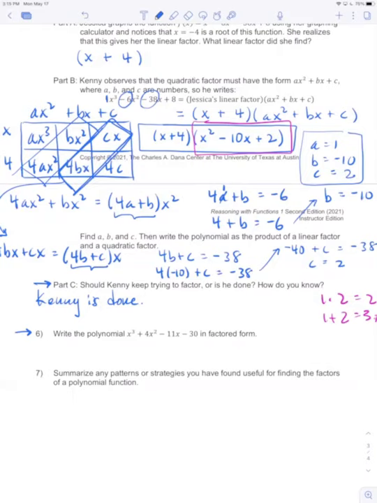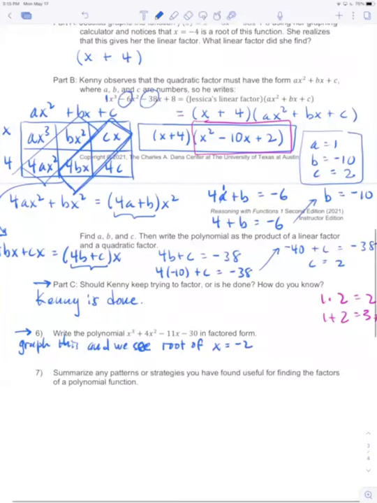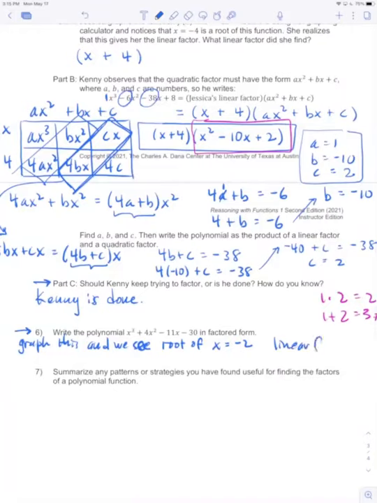Let's graph. Suppose we graph this, and we see a root of x equals -2. So that's going to lead us to a linear factor, x plus 2. This is how the other example started. So suppose we graph this, we got a root of -2. That tells us that we have a linear factor x plus 2.